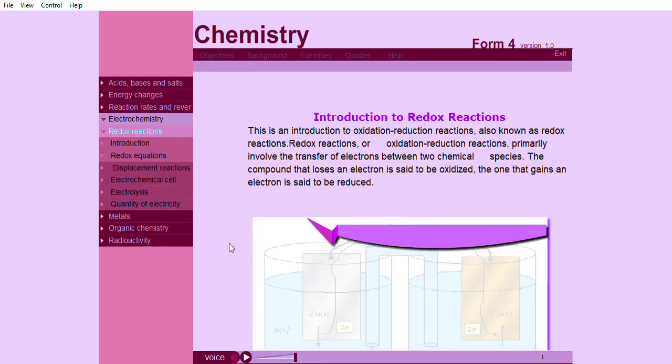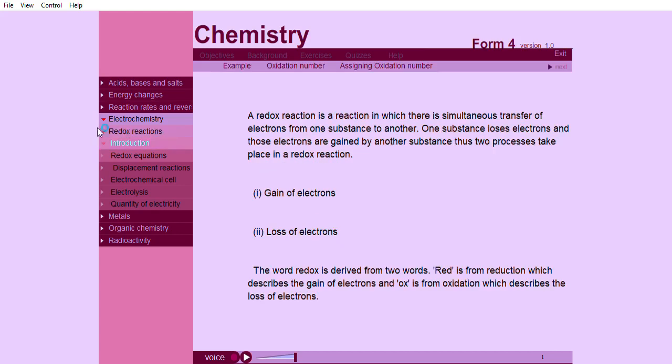This is an introduction to oxidation-reduction reactions, also known as redox reactions. Redox reactions or oxidation-reduction reactions primarily involve the transfer of electrons between two chemical species. The compound that loses an electron is said to be oxidized. The one that gains an electron is said to be reduced. A redox reaction is a reaction in which there is simultaneous transfer of electrons from one substance to another.